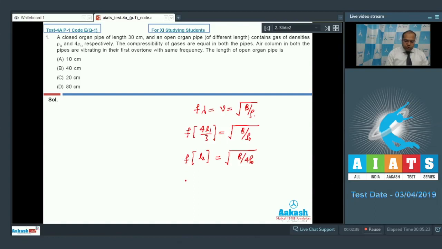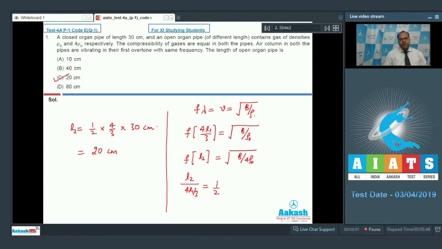So if I take the ratio, that is L2 divided by 4L1 by 3, then it comes out to be 1 by 2. So from here, the value of L2 comes out to be 1 by 2 of 4 by 3 of L1, and the L1 is 30 centimeter. So if I solve this, it comes out to be 20 centimeter. So option C is the correct answer. Let's move to question number 2.